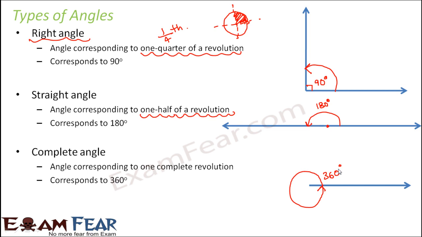So it is very easy to remember. Complete means you completed one revolution, so it is complete angle, 360 degrees. Straight angle means it forms a straight line, so 180 degrees. Right angle, in this case, is because you just covered 1/4 of the revolution. So these are the three names which are given to three specific angles: 90 degrees, 180 degrees and 360 degrees.